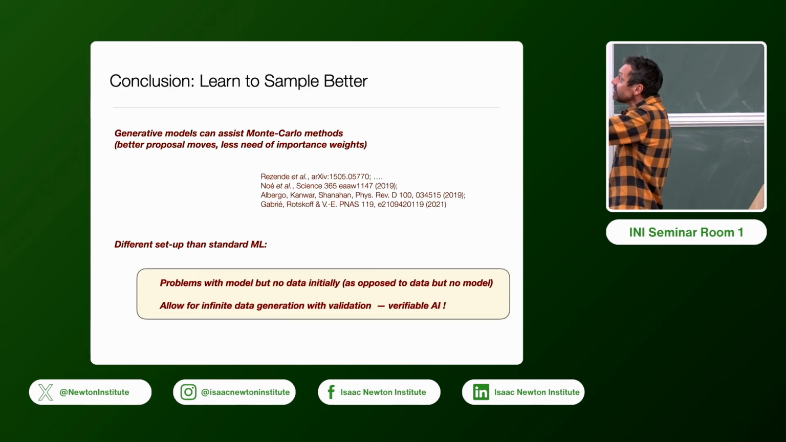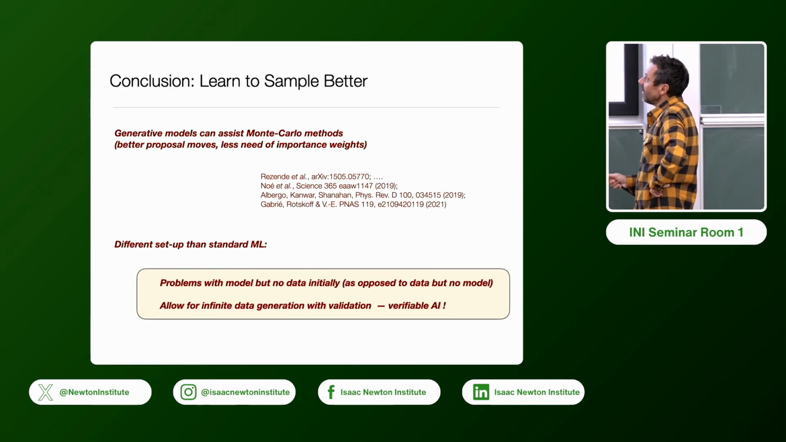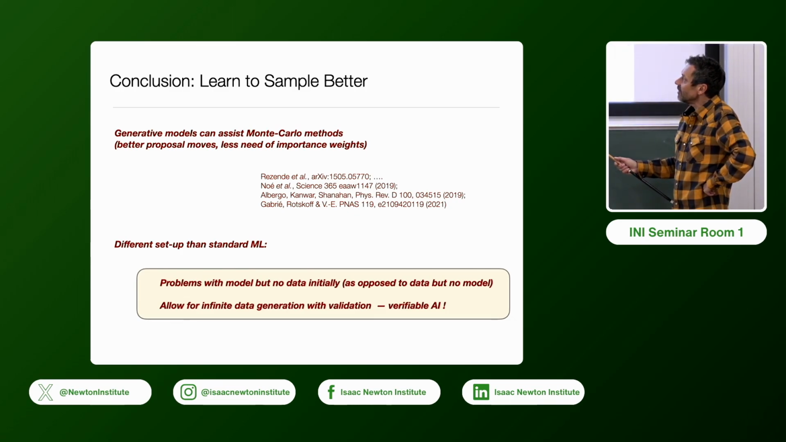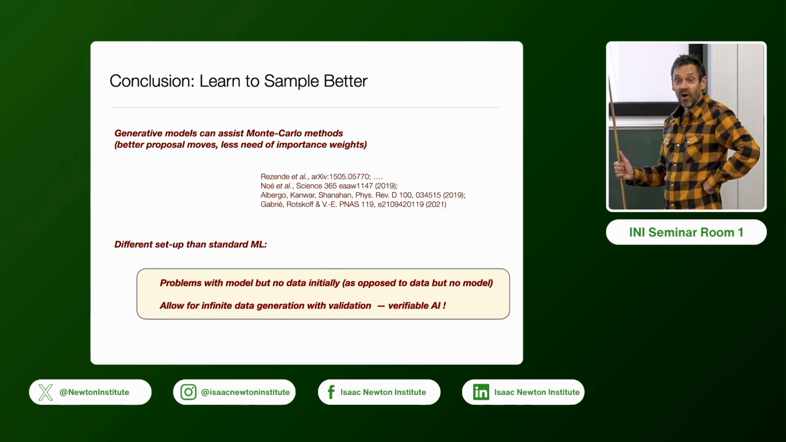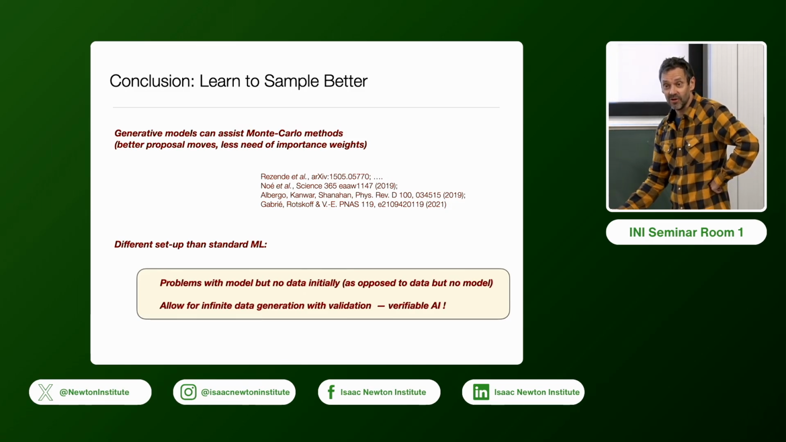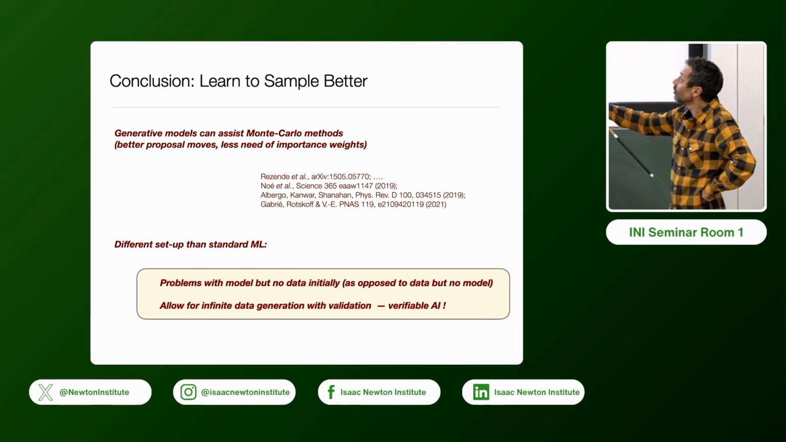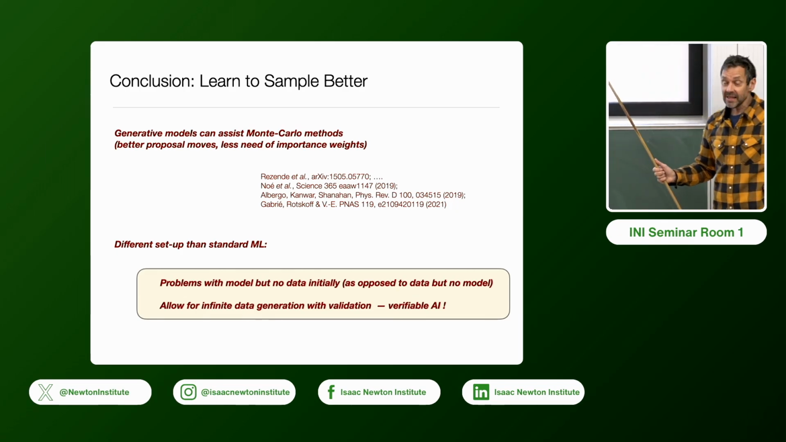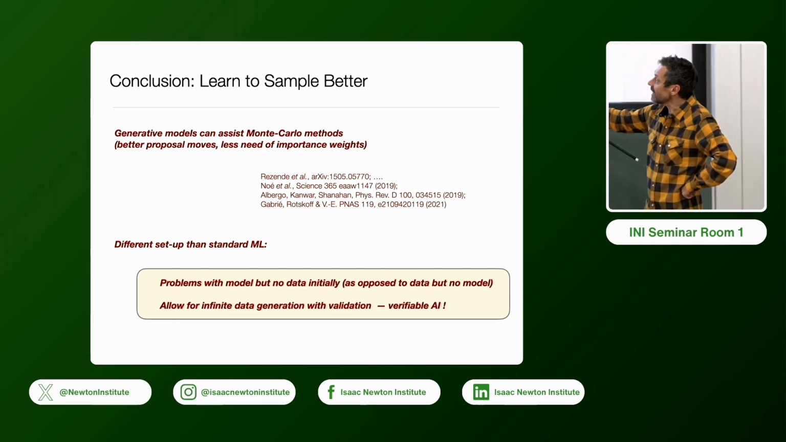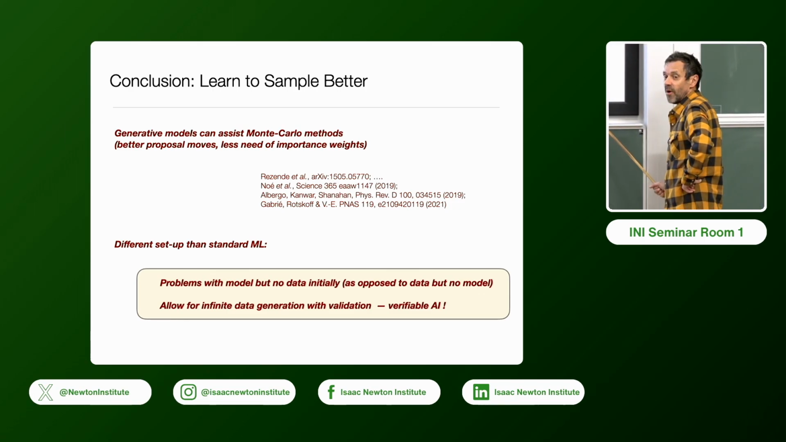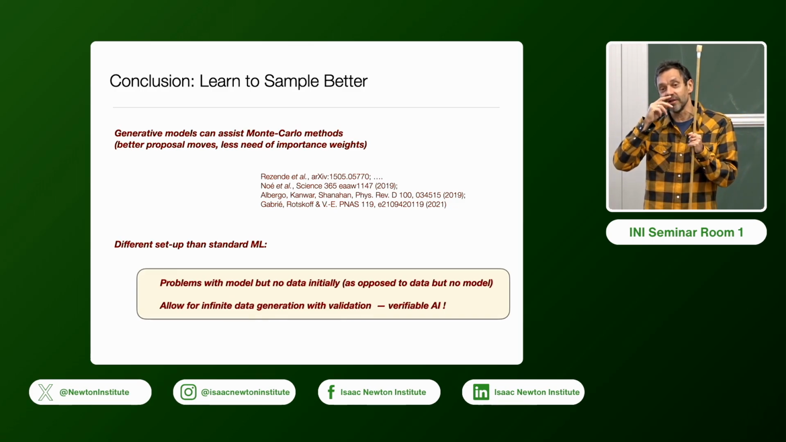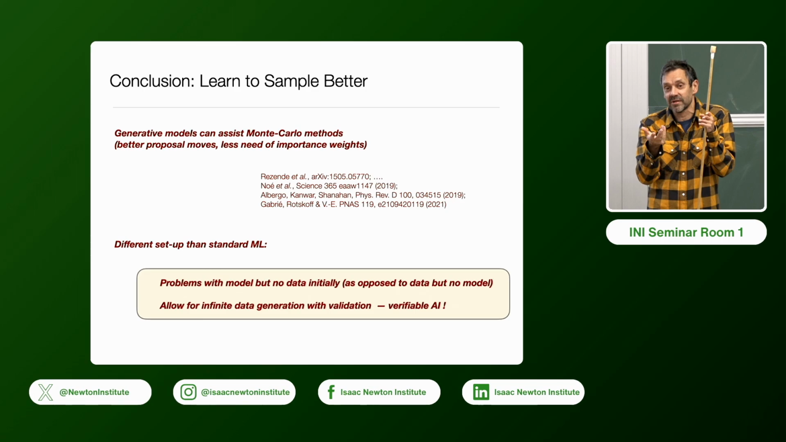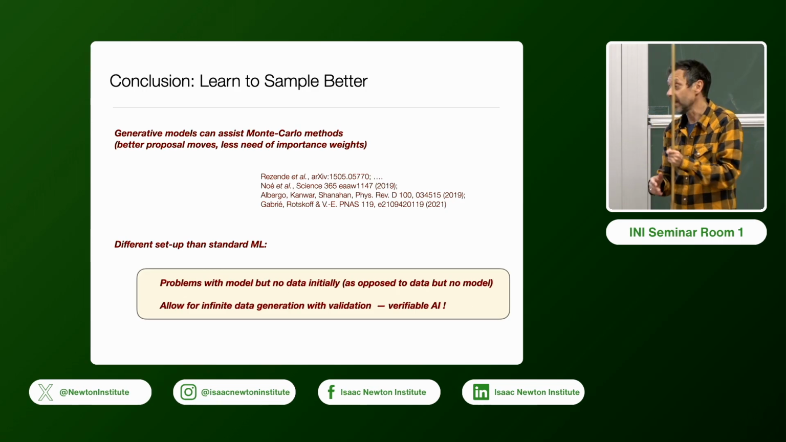However, and this is my last point, I want to stress that the advances I've shown you in generative AI and ML are of a very different nature than what we need to assist Monte Carlo. Why is that? Because the standard setup of ML is that you have data and no model. What in ML is called sampling is actually a strange thing, because you are given samples to begin with. You're not given a distribution. You're given samples, and you just generate more samples.